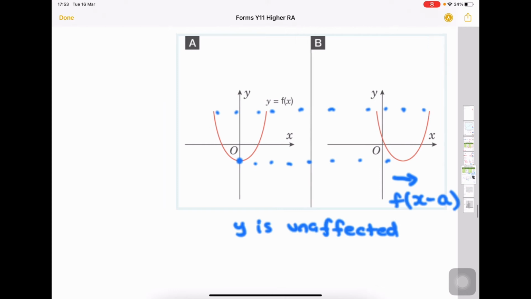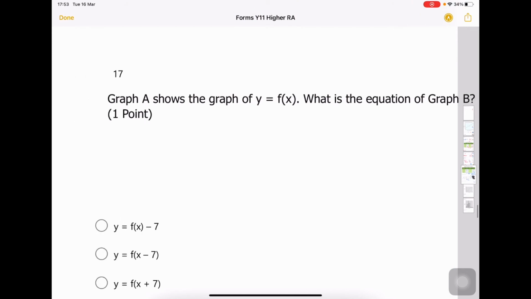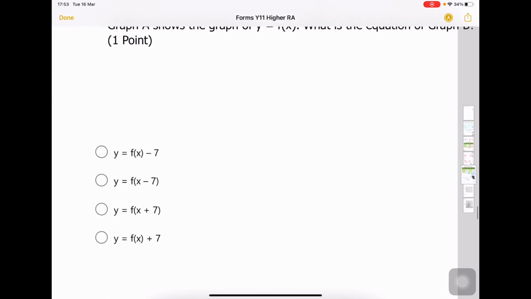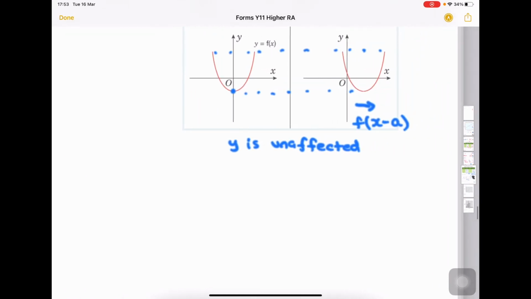So it's being shifted by 7 places, it seems, because of our options. It's clear that it's being shifted 7 places to the right.